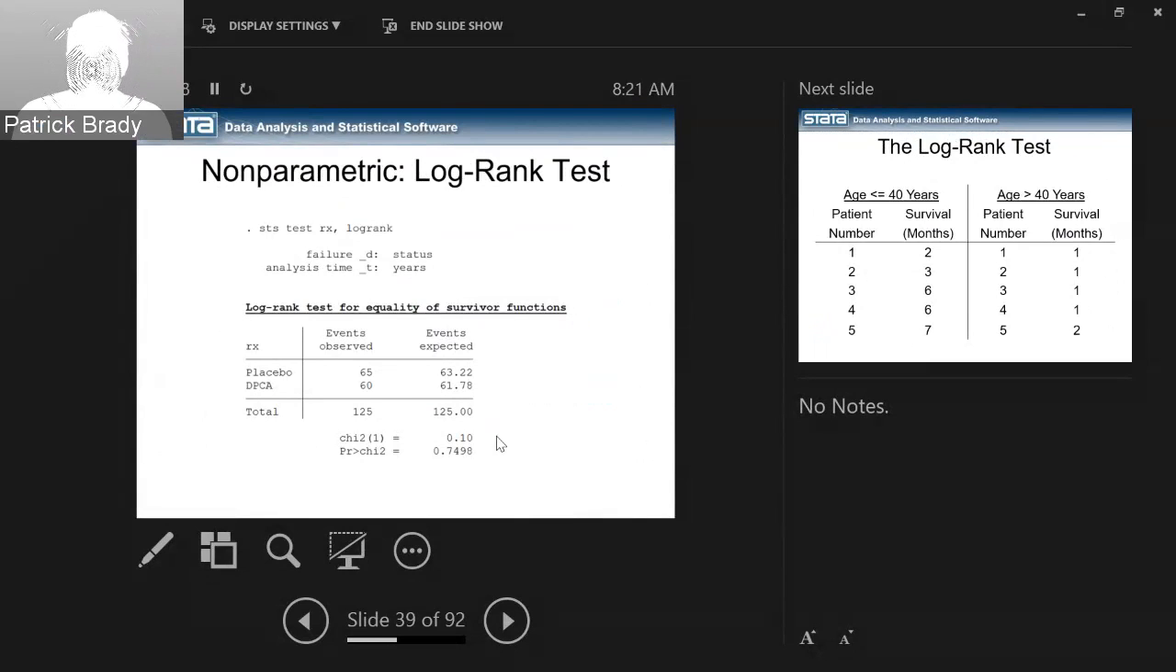So that's another way of looking at life tables. It's non-parametric. You're not imposing any kind of a structure on it. The last non-parametric thing I want to talk about is the log rank test.